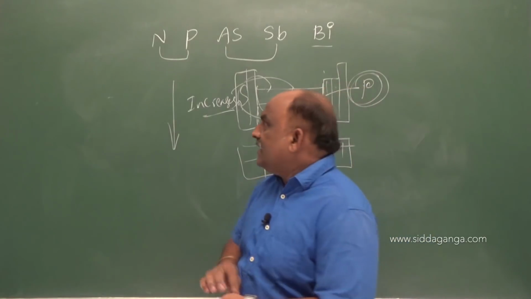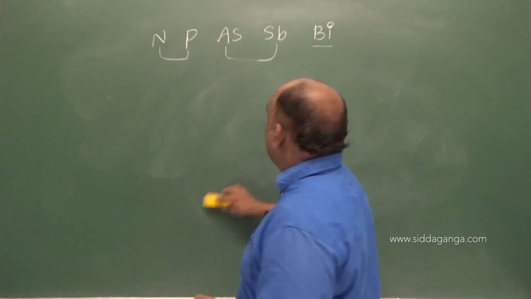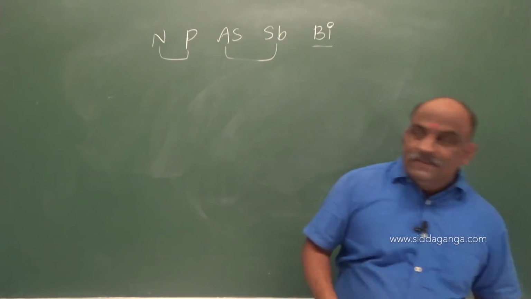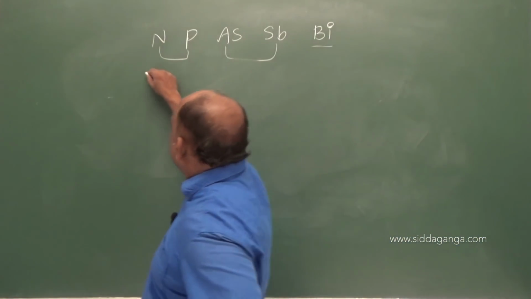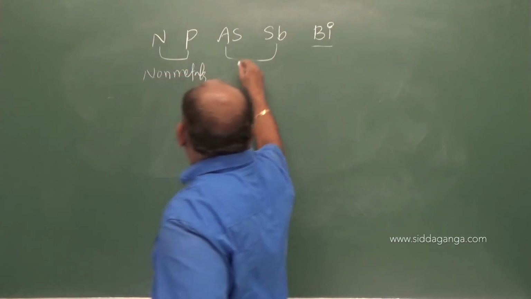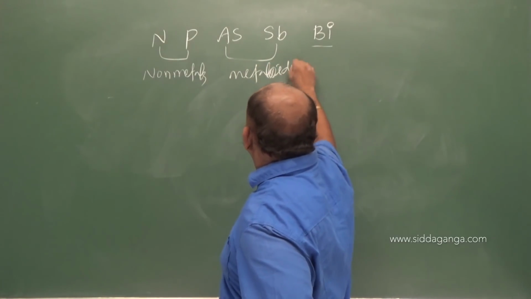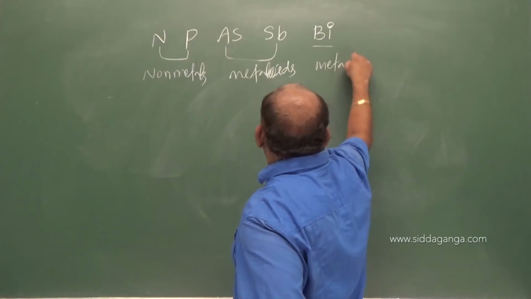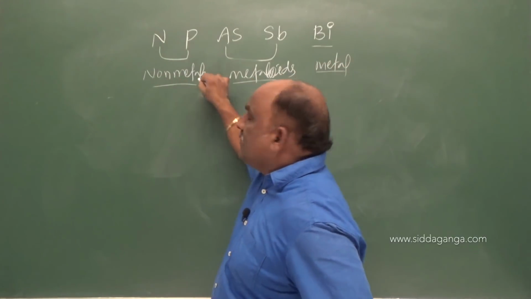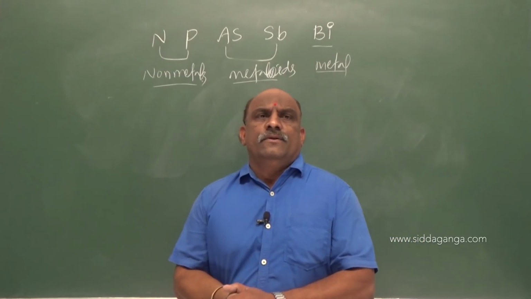Metalloids. So let us consider the 15th group elements: nitrogen, phosphorus are non-metals; arsenic, antimony are metalloids; and bismuth is a metal. So remember students, this is a very important point.